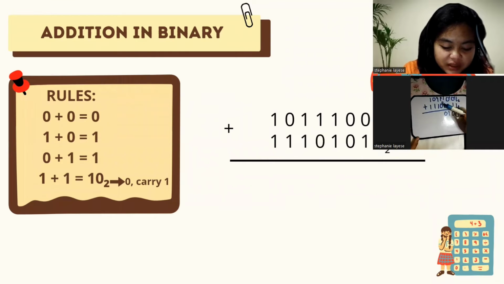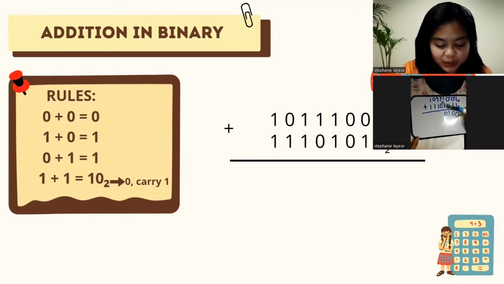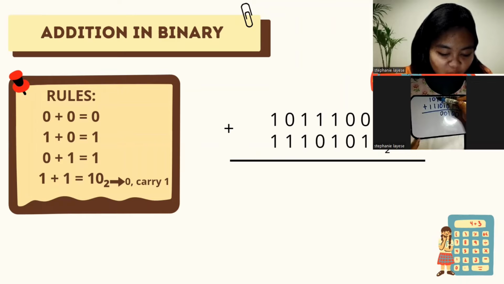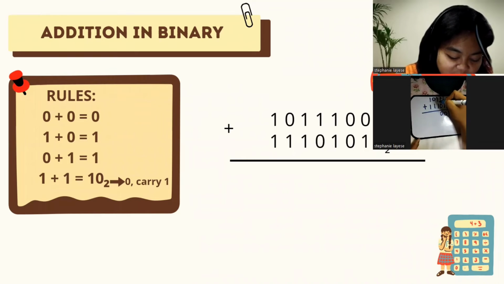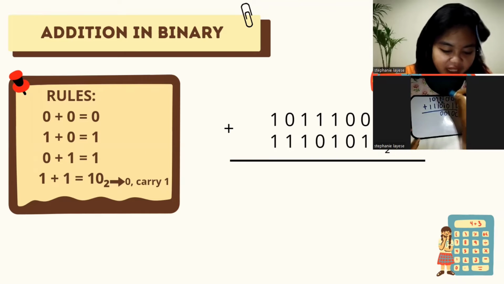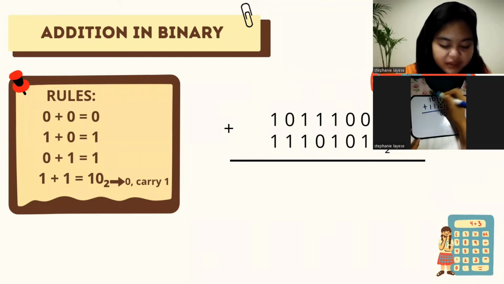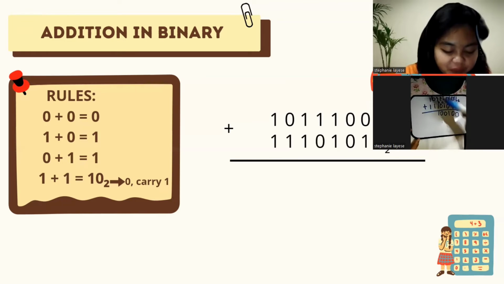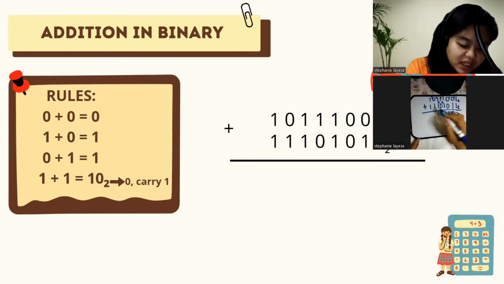1 plus 0, we will have 1. 0 plus 0, we will have 0. And then 1 plus 1, we will have 10. So you will just put 0 here again and put 1 here above. And then 0 plus 1, we got 1. And then 1 plus 0 equals 1, and 1 plus 1, we got 10.